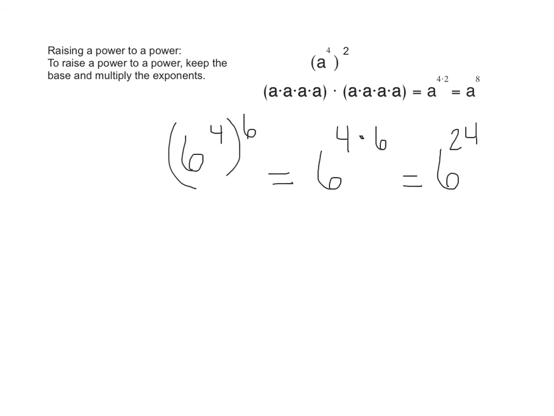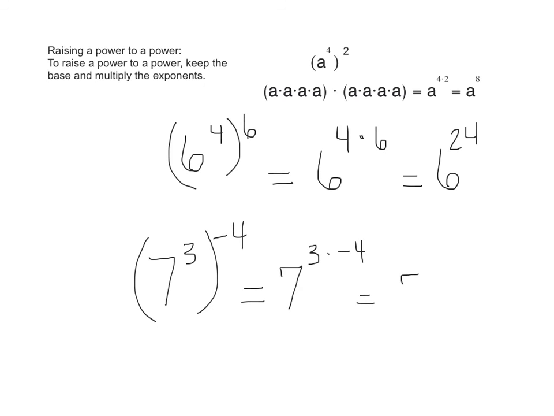Let's see what happens if I have a negative exponent. Let's say I had 7 to the power of 3, and that was raised to a power of negative 4. I'm going to rewrite this as 7 raised to the power of 3 times negative 4, which equals 7 to the power of negative 12. To put this in simplest form, I must write this under 1. So the final answer is 1 divided by 7 to the power of 12.